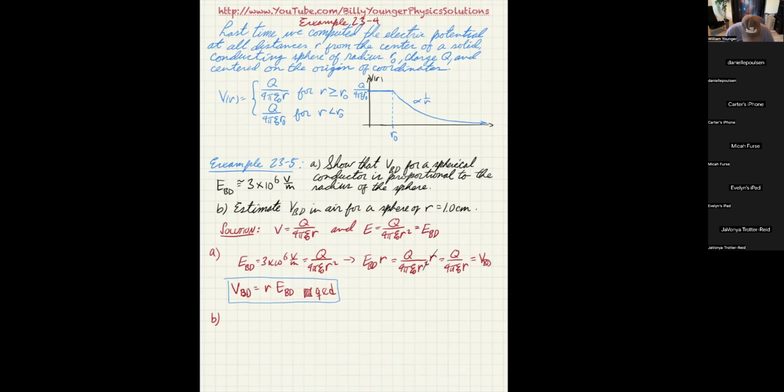Now, to estimate what the breakdown voltage would be for a 1 centimeter radius sphere, we're going to write VBD is equal to 1.0 times 10 to the negative 2 meters, because that's what 1 centimeter is in meters. And then we're going to multiply that by 3 times 10 to the 6 volts per meter. And that gives me, of course, 30,000 volts. Okay, again, there's really no sig figs but one in here, so I have to underline them all, but that's basically the result. Anybody have any questions on that?